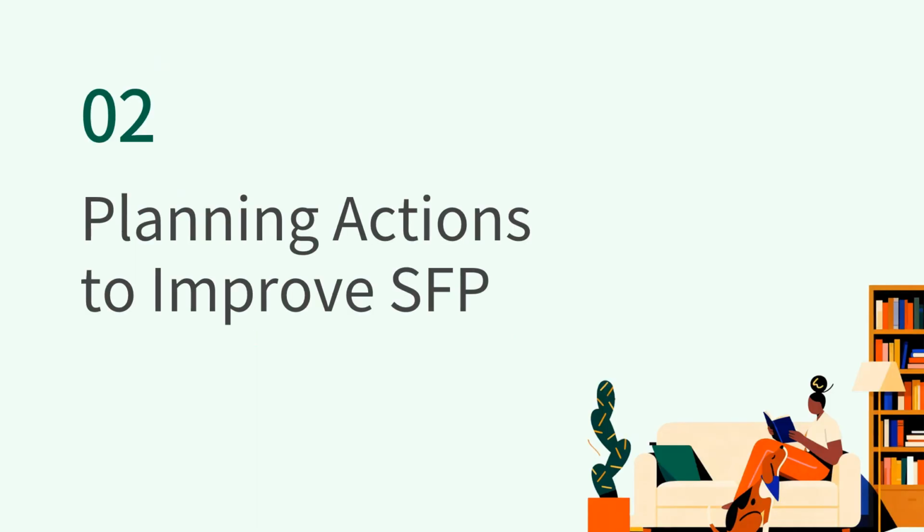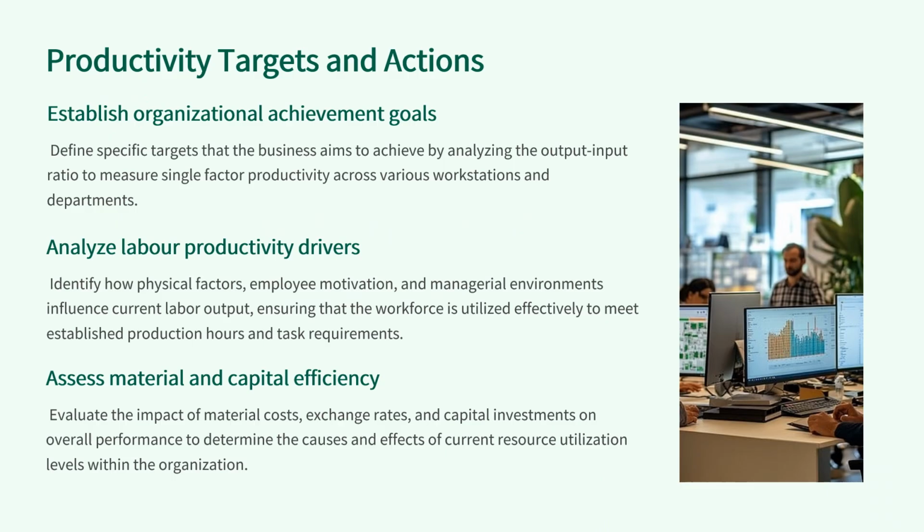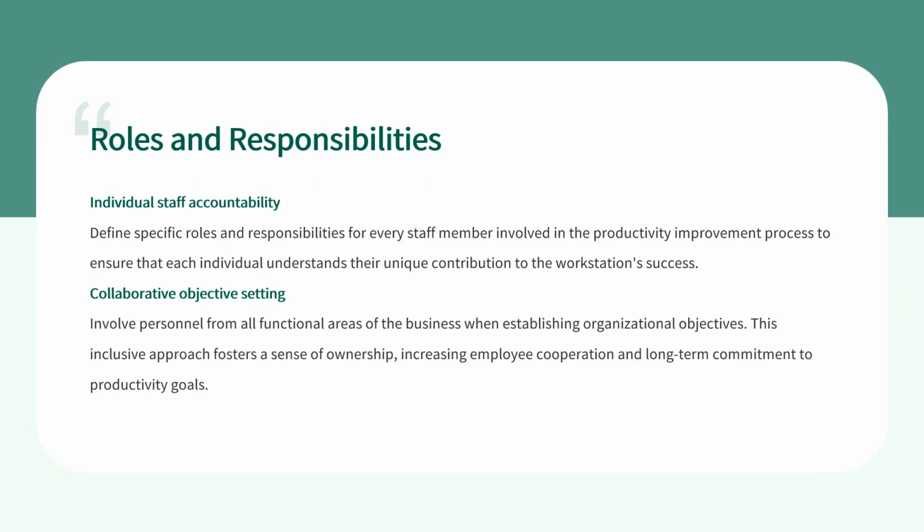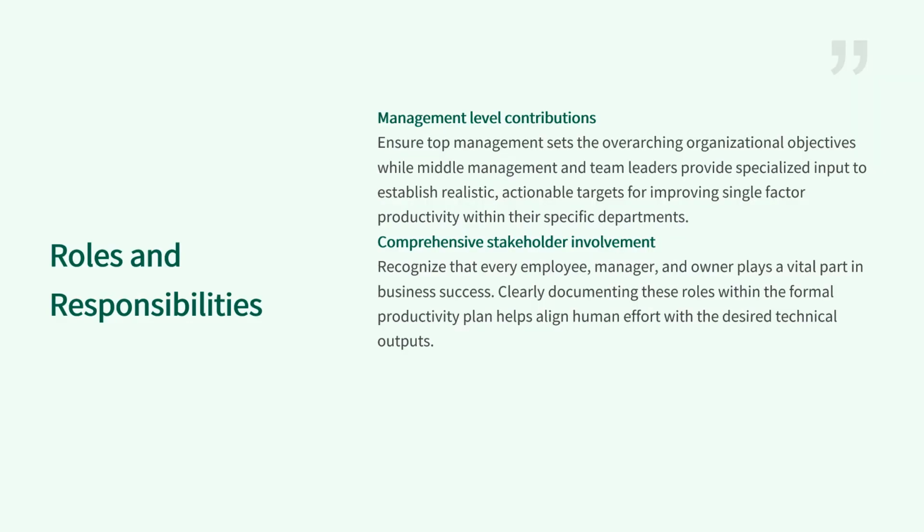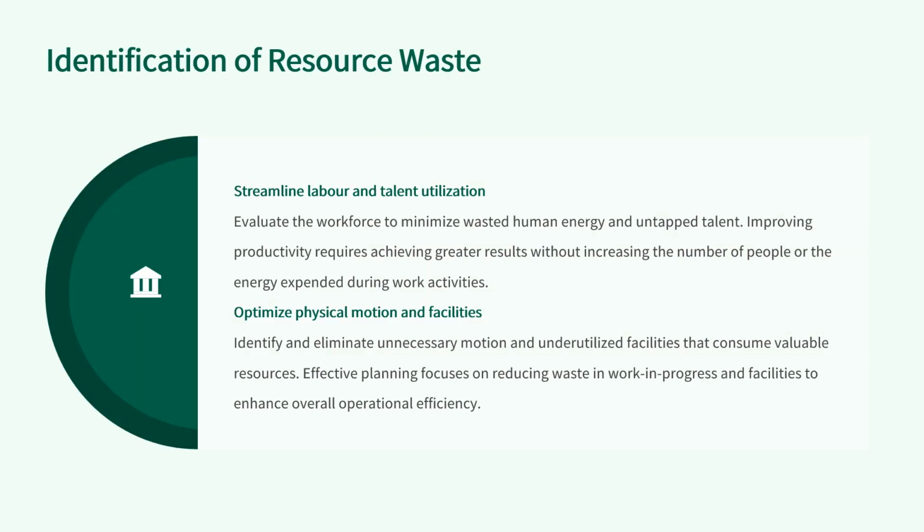Now, how can you improve single factor productivity at one workstation? So you've got to have productivity targets and actions, establish organizational achievement goals, analyze labor productivity drivers, and assess material and capital efficiency. Look at roles and responsibilities of individual staff members, and when they work collaboratively, they've got to have goals. Okay, same with management level contributions and comprehensive stakeholder involvement. Remember, you can have internal or external stakeholders.